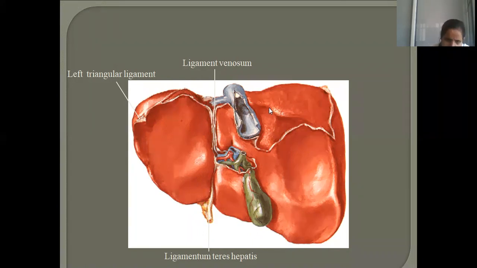Then are you finding some more peritoneal layers over here. This is actually the visceral surface of the liver, or inferior surface of the liver. Adjacent, this is the inferior vena cava. The vein what you are finding here is the inferior vena cava. Adjacent to this, you are finding one fold of peritoneum. We call it ligamentum venosum. What is this? Ligamentum venosum.